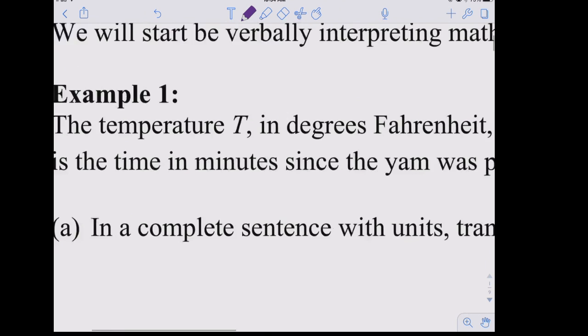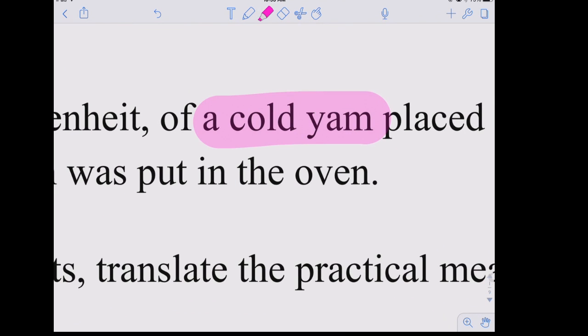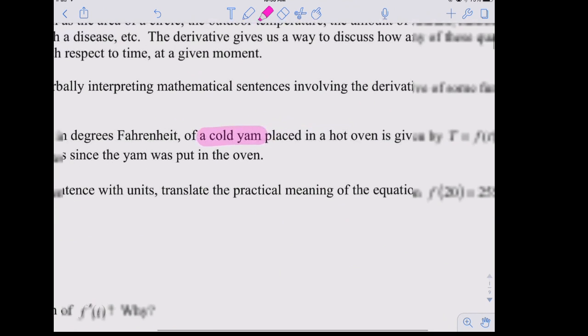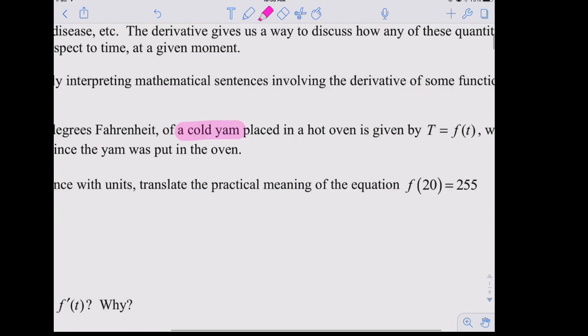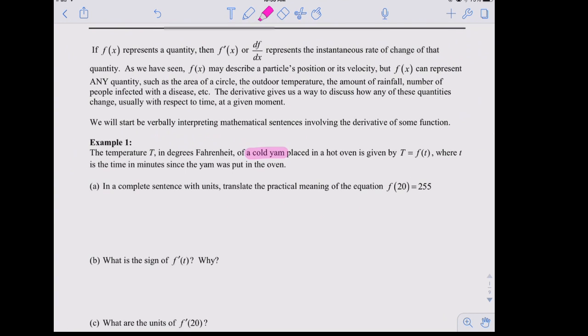The temperature T in degrees Fahrenheit of a cold yam placed in a hot oven is given by this. Big T, the temperature, is a function of little t, where little t is going to be the number of minutes since the yam was put in the oven. So we have two letters, but they're really the same. Capital T is the temperature in degrees Fahrenheit. Little t is minutes that the yam has been in the oven.